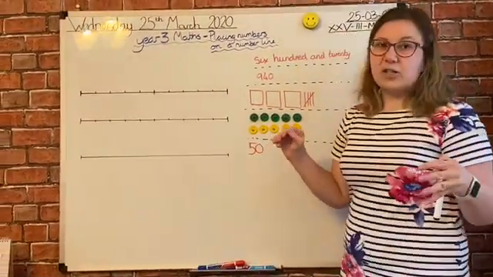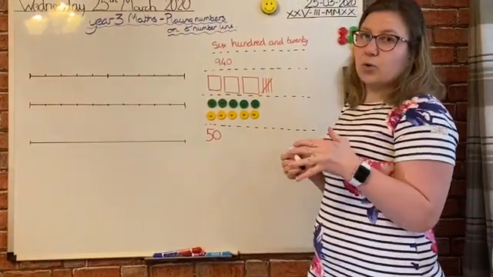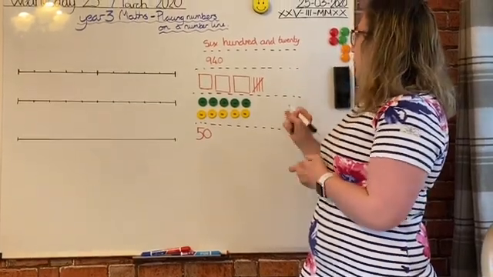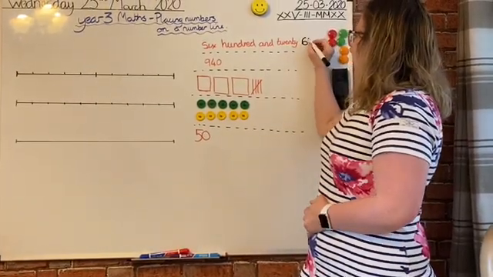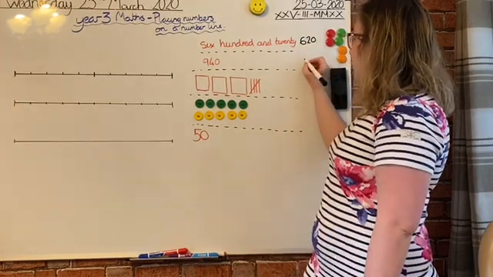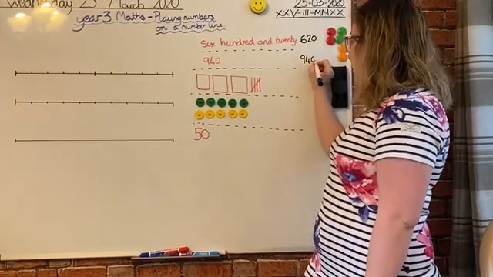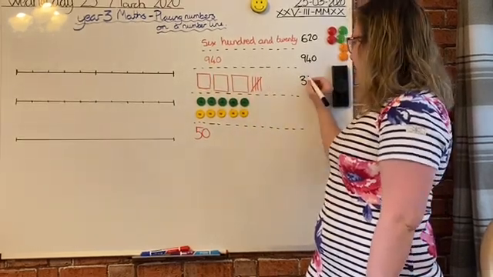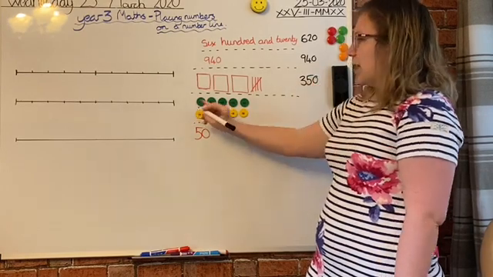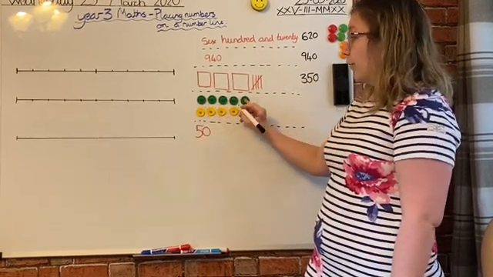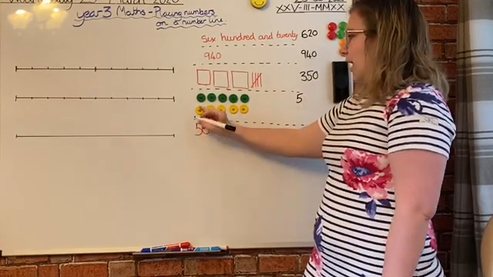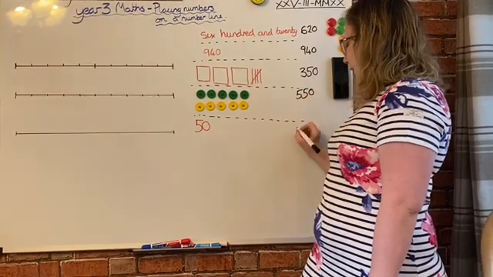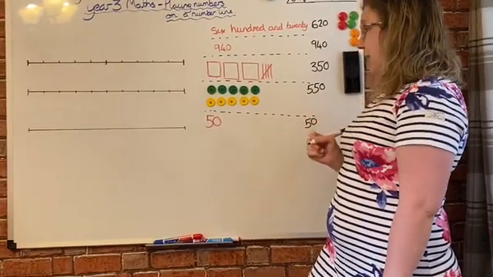So the first thing I need to do to help me is to actually turn these all into numerals, just so that I can compare my numbers really easily. So the first number I have got 620. This one's already in numerals, 940. This one we've got 1, 2, 3 hundreds and 5 tens, that's 350. Here we've got 1, 2, 3, 4, 5 hundreds and 1, 2, 3, 4, 5 tens, so that's 550, and the last number is in numerals also, so that is 50.